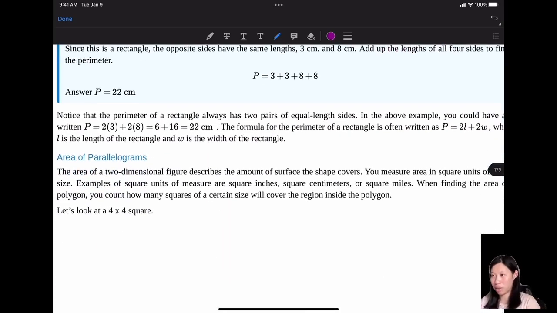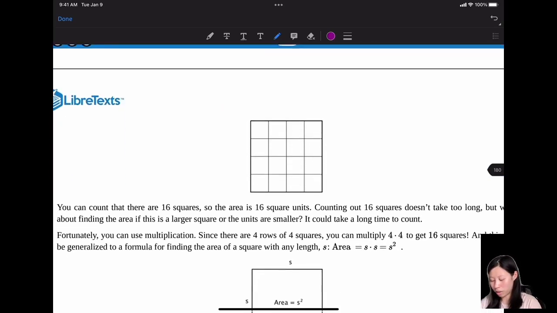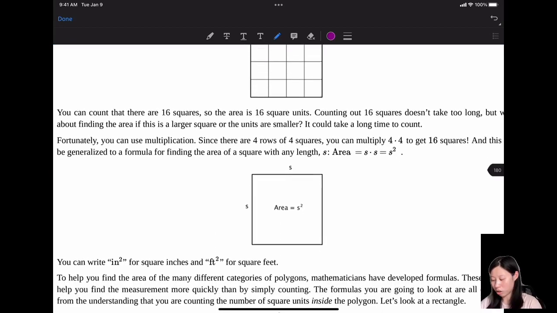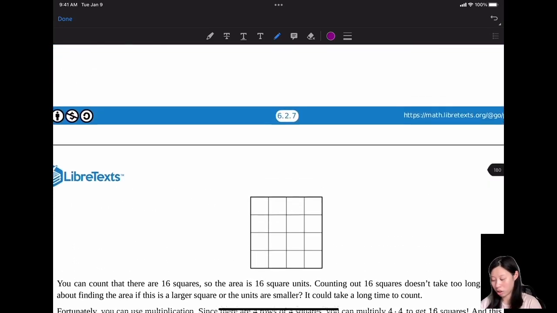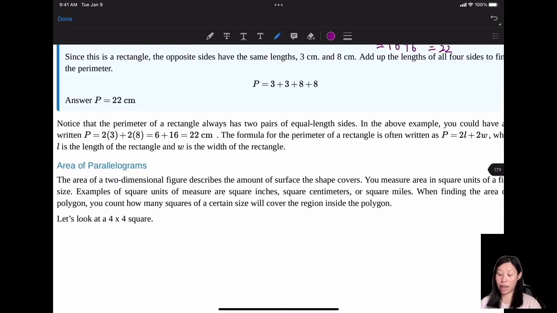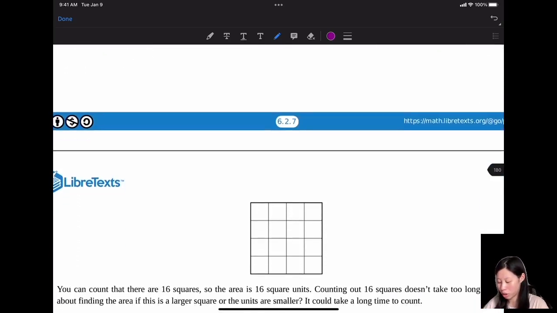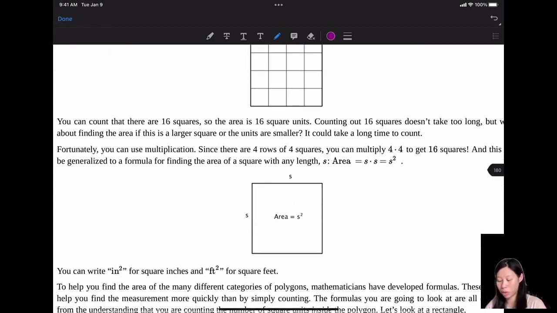So now area. So what is area? How do you define area? By definition, the area of a two-dimensional figure describes the amount of surface the shape covers, that you need to cover. Okay, so here are some examples.